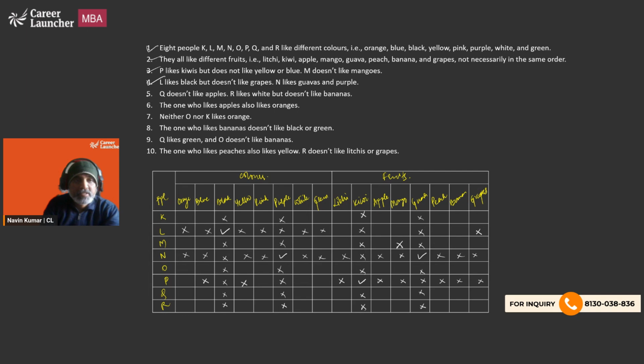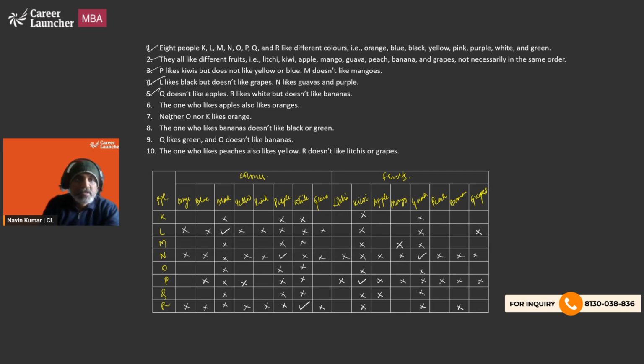Okay. Next, Q doesn't like apples. So within Q, we are going to put a cross within the apple column. R likes white. So R likes white. Along with it, let's fill this up. But R doesn't like bananas. So we are going to put a cross here.